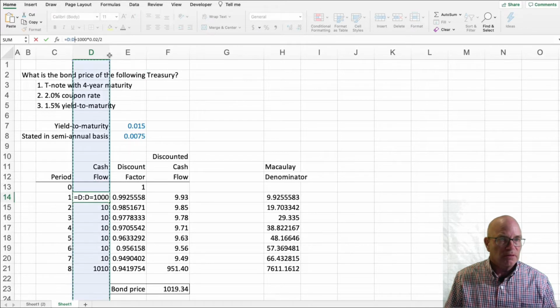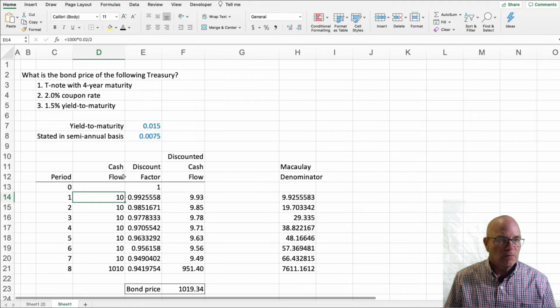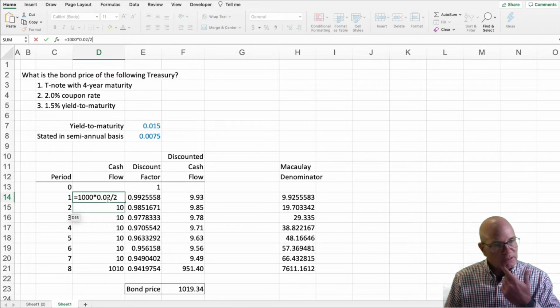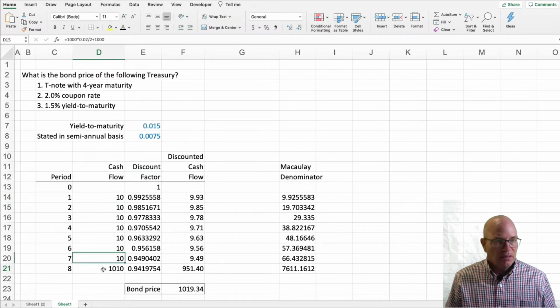Let me just make that wider a little bit. We can see the formula. 1,000 times the 2% coupon rate divided by 2, we come up with 10. In our last period, we get our par back as well. Discount.